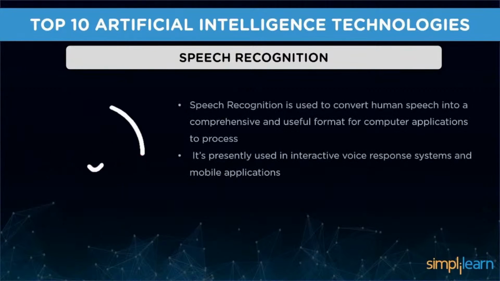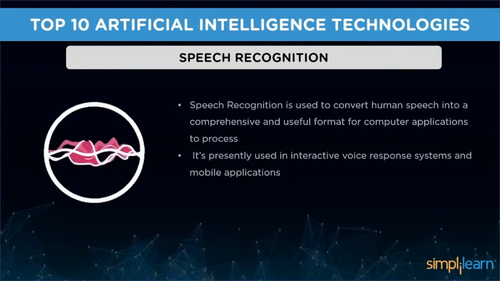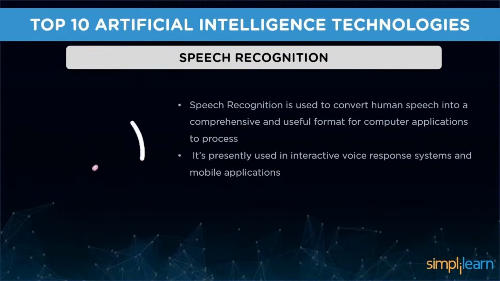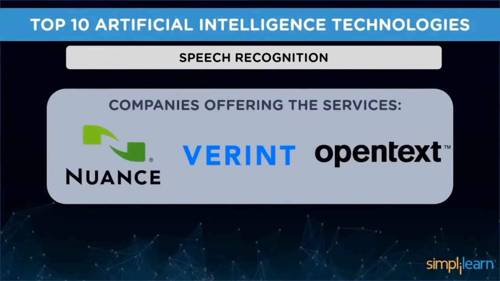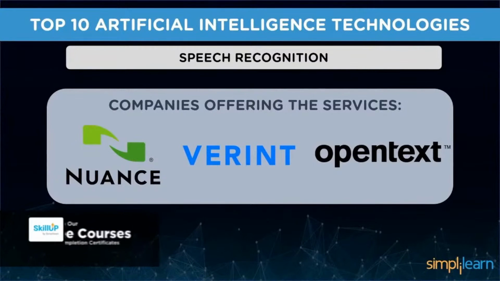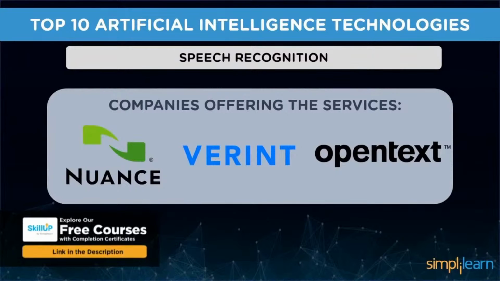Next, we have speech recognition. Speech recognition is yet another subdiscipline of artificial intelligence, which is used to convert human speech into a comprehensive and useful format for computer applications to process. It can be said as a bridge between computer interactions and humans. It's presently used in interactive voice response systems and mobile applications. Some of the companies offering speech recognition services are Nuance Communications, OpenText, NICE, and Verint Systems.